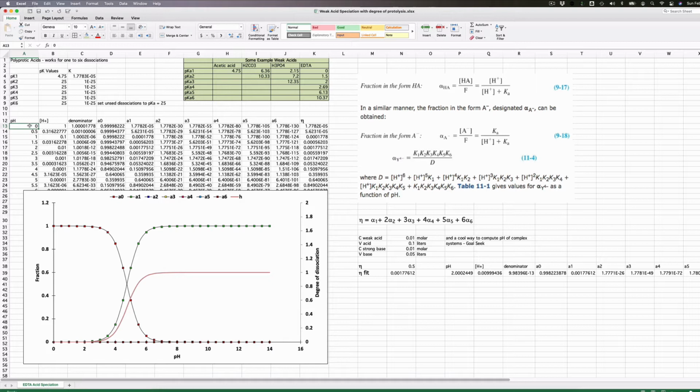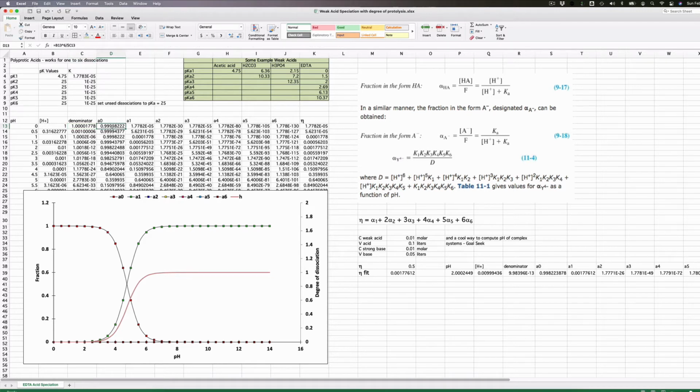So in column A, I have pH from 0 to 14. In column B, I have the H plus concentration. In column C, I have the denominator. And the denominator here is B13 raised to the 6th plus B13 to the 5th times the first K plus B13 to the 4th times K1, K2. And essentially what I'm doing is I'm calculating D here, and this is equation 11-4 out of Daniel Harris. So, you can refer to Harris or you can refer to my previous YouTube video for this calculation. This denominator changes as a function of pH, but it's common to all of the alpha calculations.